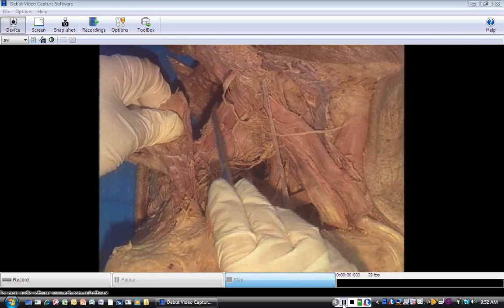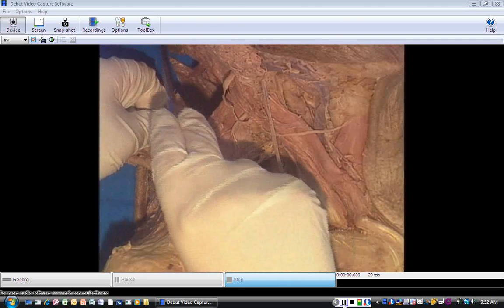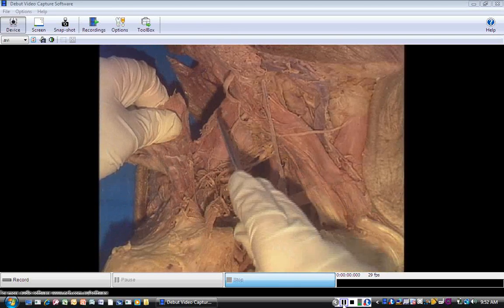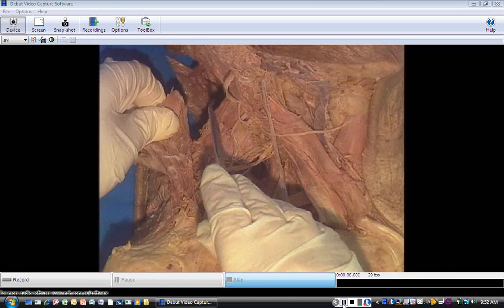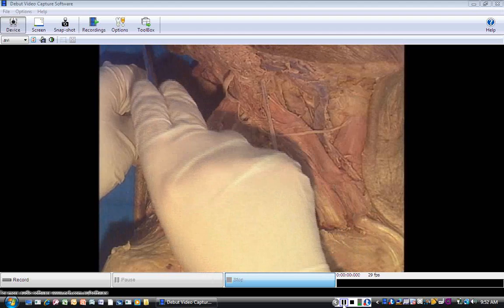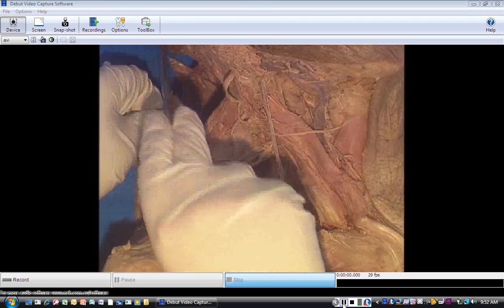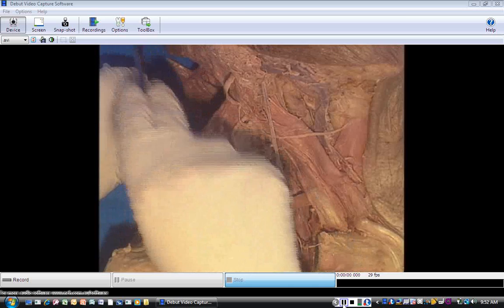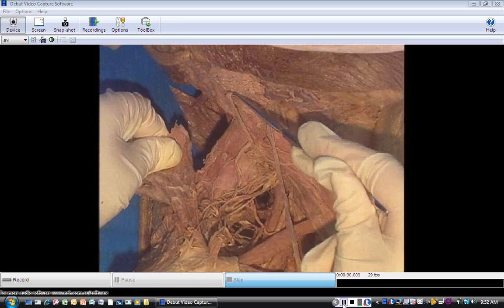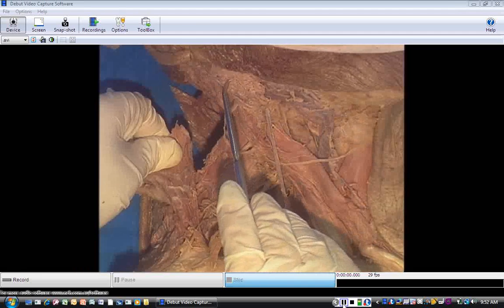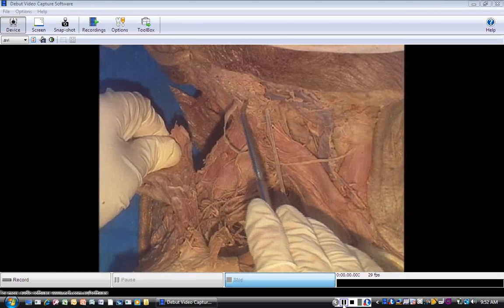So if we start with the branch that's missing, the lesser occipital, that's formed primarily from C2. Sometimes C3 can contribute, and it supplies the skin of the neck and scalp posterior and superior to the ear. That's the lesser occipital. The greater auricular here, which is formed by C2 and C3, is headed for the parotid gland, and you can see part of the parotid gland right here.